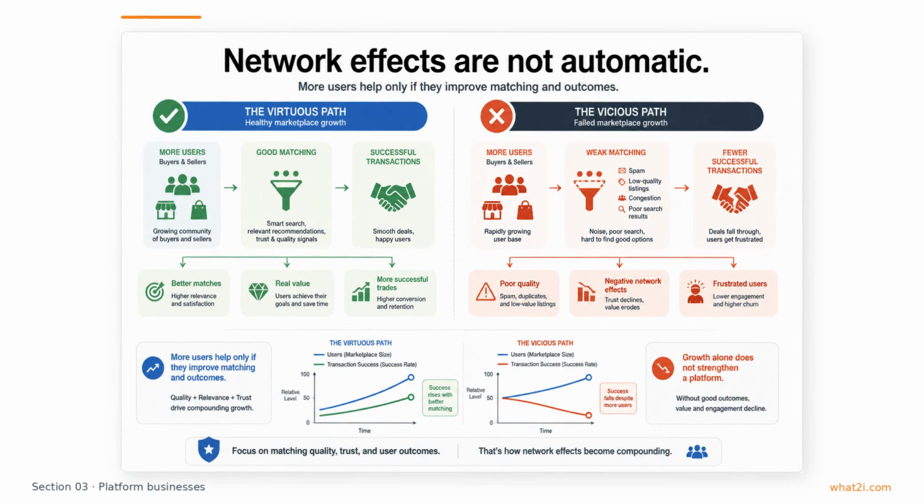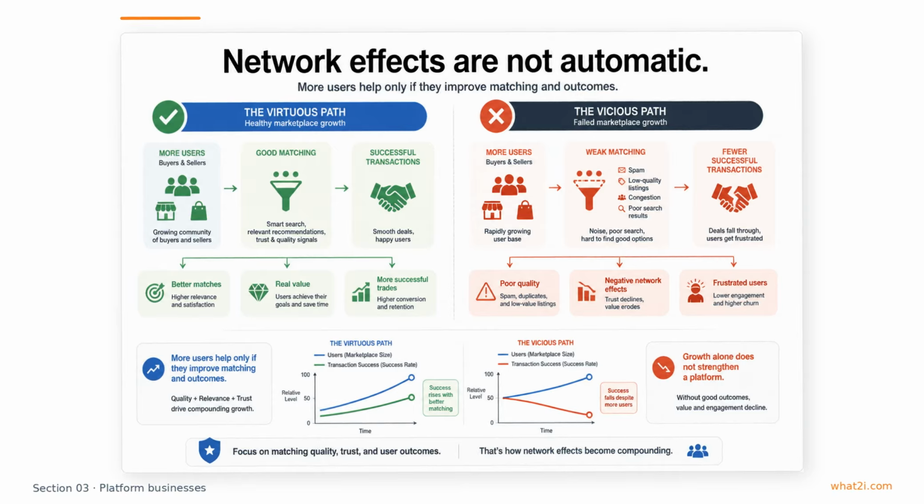Network effects are only valuable when growth improves real outcomes for users. More buyers and sellers do not help much if they cannot find good matches. A platform with poor search, low-quality listings, or too much spam may become less useful as it grows, not more useful. In that case, congestion and weak quality can reverse the benefits that scale was supposed to create. What matters is not just user count, but transaction success. Investors should ask whether added users improve match quality, speed, trust, and value creation across the platform.